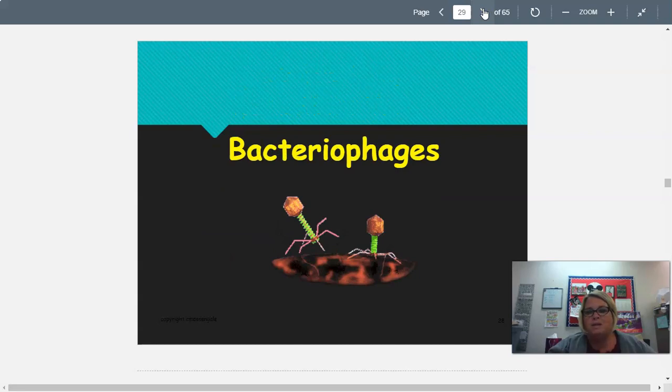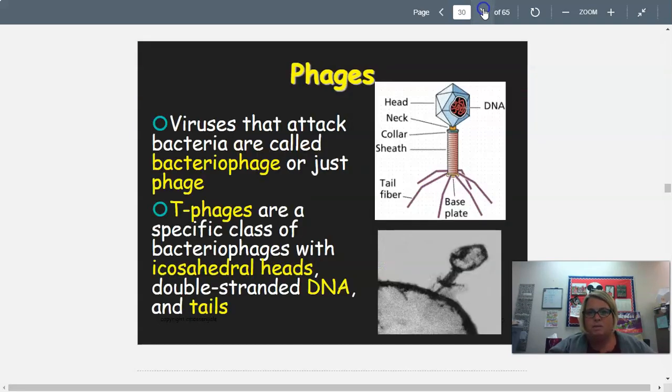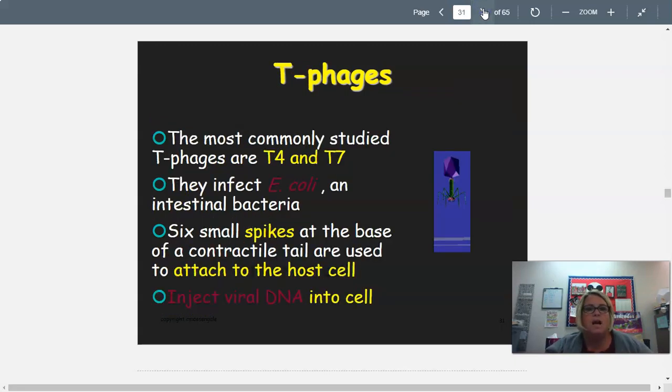So let's talk about bacteriophages, my little space aliens, that's what they remind me of. Okay, so your phages, they're viruses that can attack bacteria. Okay, and so therefore they're called bacteriophages, or you can just say phage. T phages are a specific class of bacteriophages with the icosahedral heads, aka what makes them look like the space alien. Okay, it also has double-stranded DNA and tails. The most commonly studied T phages are T4 and T7. They infect E. coli, which you know is a bacteria that lives in your stomach.